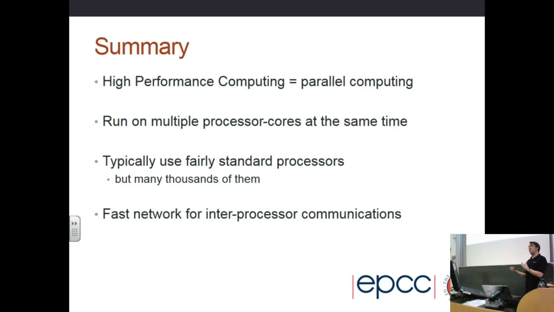Parallel computing has gone from a more niche topic, only really applicable at the high end, to much more everyday, because every computer you buy is a parallel computer. You run multiple processor cores at the same time, and we'll cover the hardware aspects of that in the next lecture, and the software aspects of that next week: what are the programming models you can use to harness the power of multiple processor cores? The processors themselves are fairly standard, but we use many thousands of them. The thing which really differentiates a very high-end supercomputer from a more everyday cluster is the fast network. And we'll come back to some specific examples of that.